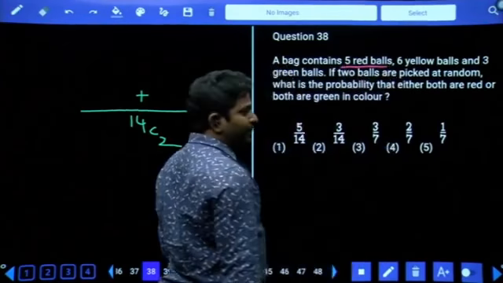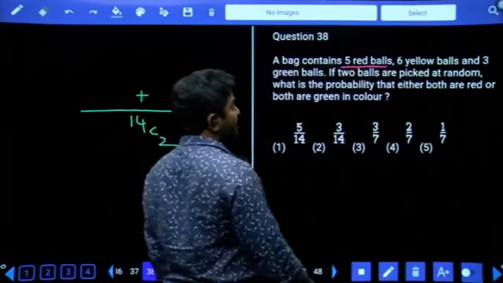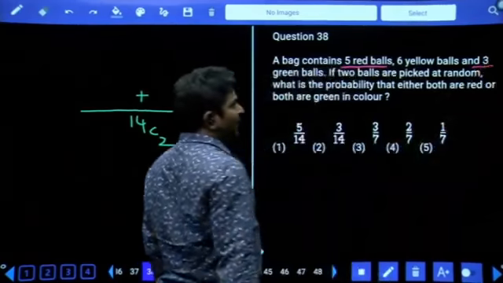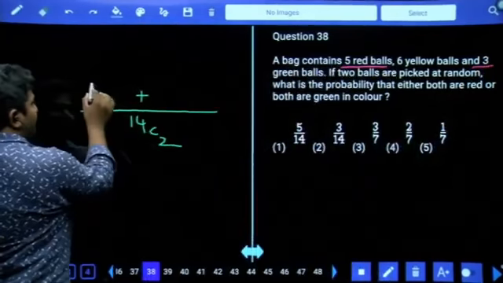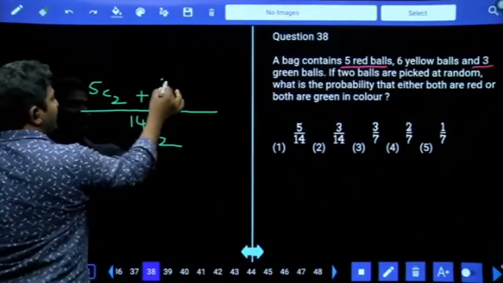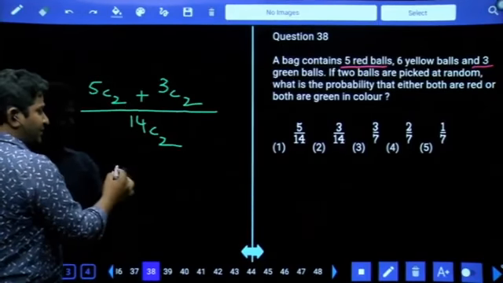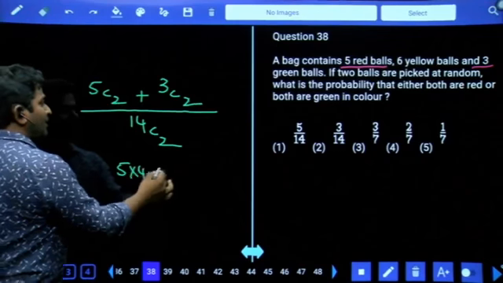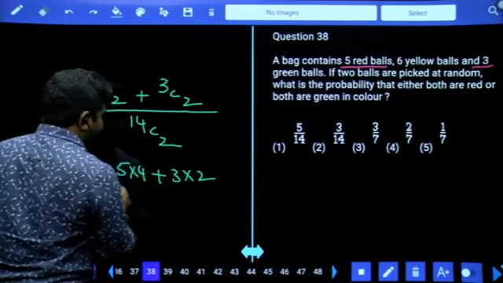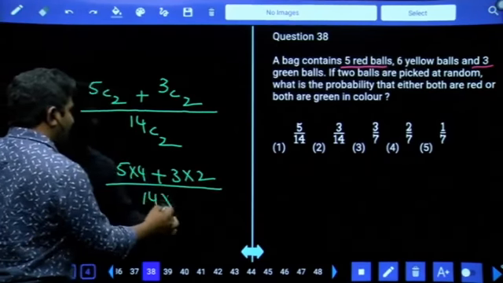Out of 5 red, you can pick any 2. That can be done in 5C2 ways. And out of 3 green, you can pick any 2. That can be done in 3C2. So that means 5C2 plus 3C2 by 14C2. That means 5 into 4 plus 3 into 2 divided by 14 into 13.